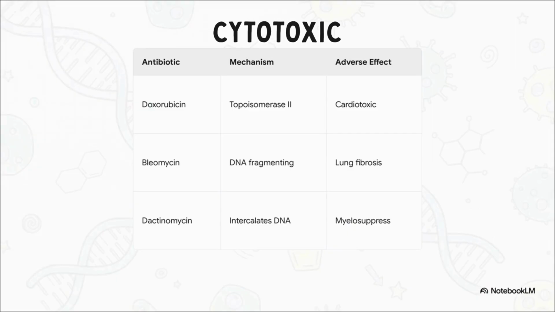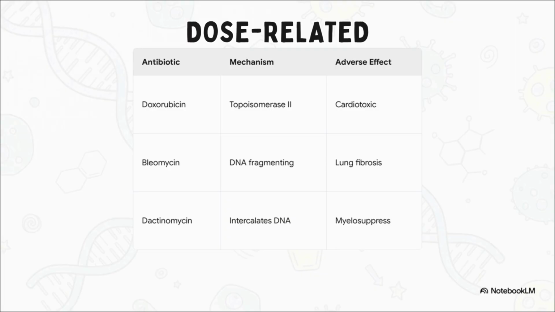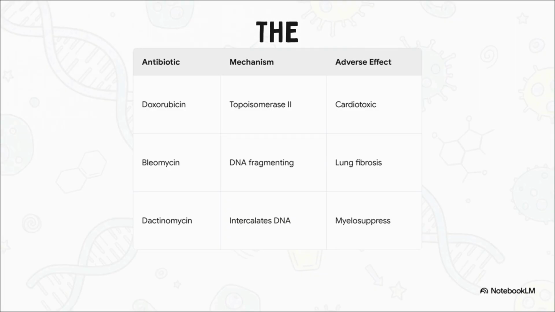Next up, we've got the cytotoxic antibiotics, which also attack DNA directly. Doxorubicin is a massive one you need to remember. It inhibits topoisomerase 2, which is a DNA gyrase, and completely blocks replication. But its critical test prep side effect? Dose-related cardiotoxicity. You have to watch the heart.